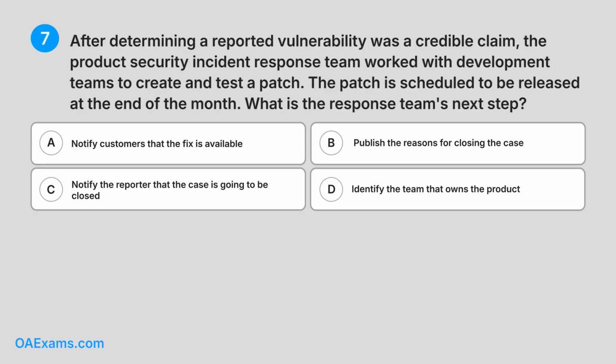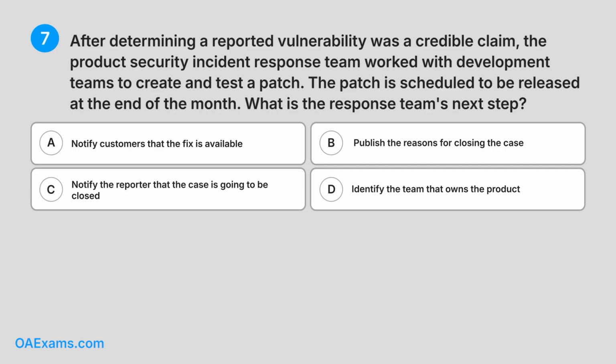7. After determining a reported vulnerability was a credible claim, the product security incident response team worked with development teams to create and test a patch. The patch is scheduled to be released at the end of the month. What is the response team's next step?